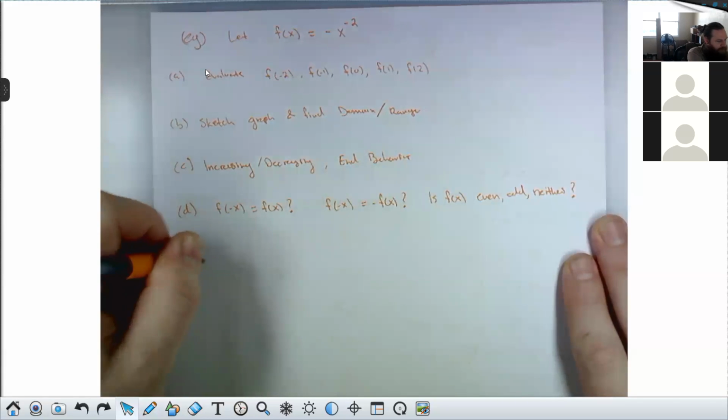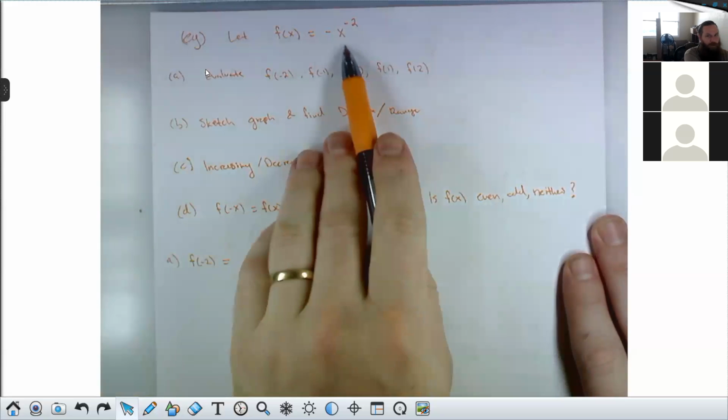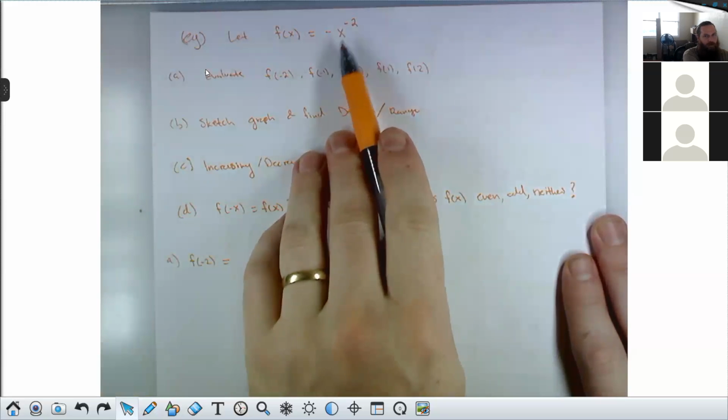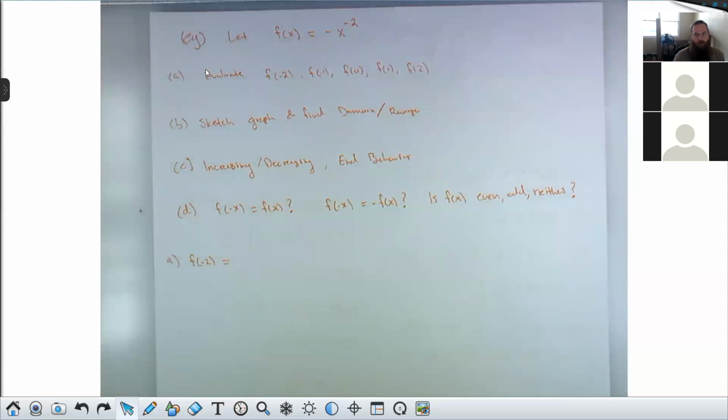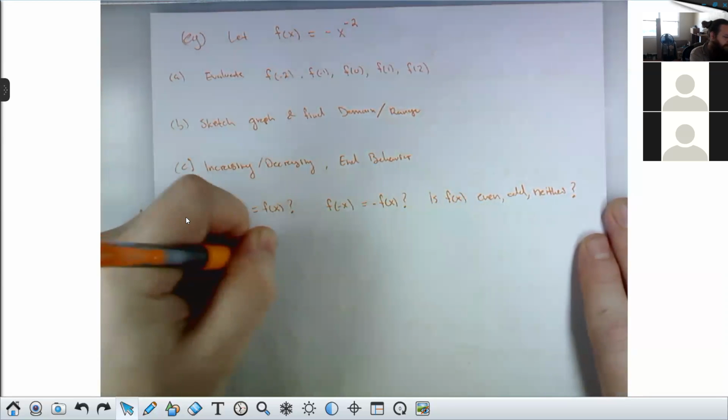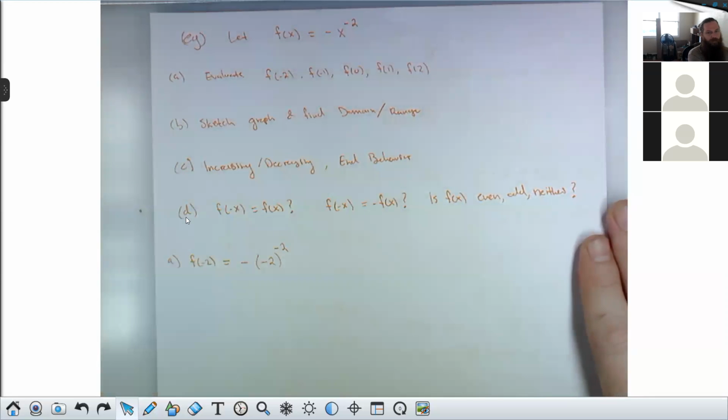F of -2 would be what I get when I plug in -2 for x. Now, a word of advice: anytime you're plugging stuff into a function, always do so in parentheses. When you're replacing your variable by something, please put the thing in parentheses. So this is negative parentheses, -2 to the -2, like that. These parentheses, I promise, will save you. There are lots of questions you will get wrong if you don't do this. You'll get them right every time if you do this, and it'll help you all the way through the math sequence. So anytime you're plugging into a function, do so in parens.